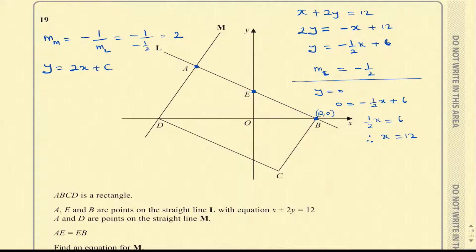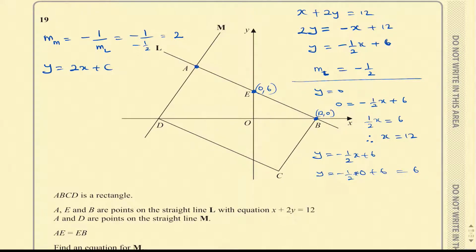Also, I want to find the coordinate at E. And the coordinate at E is when x is 0. When x is 0, y is 6. So that would be (0, 6). How did I get that? Y is minus 1 over 2 x plus 6. When x is 0, I get y equals minus 1 over 2 times 0 plus 6, and that will give me 6.